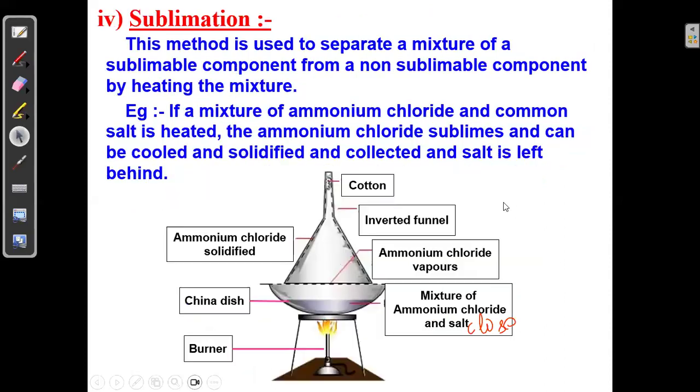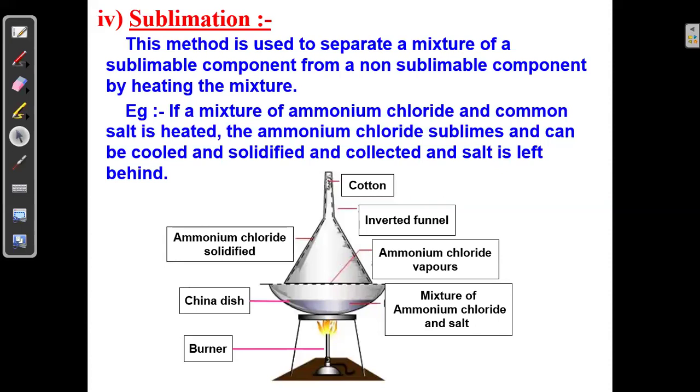So next one is okay. This one also we studied yesterday. Can anyone give me the name of this process? Yes, what is the name of the process? Sublimation. Sublimation. Okay. So yesterday we studied this process as the process of sublimation, where we used a mixture of ammonium chloride and common salt.